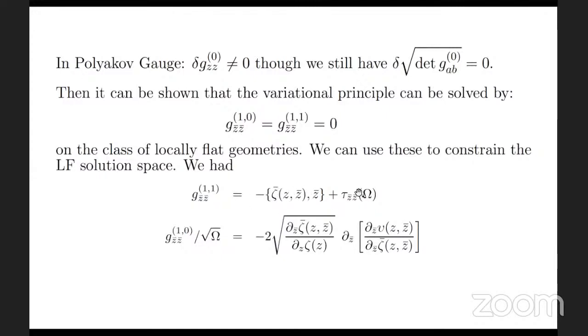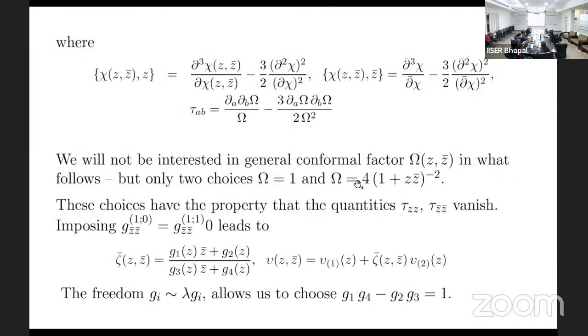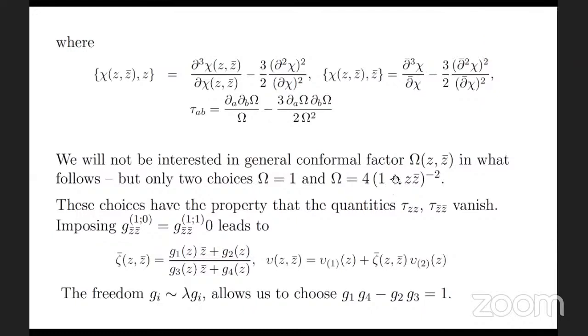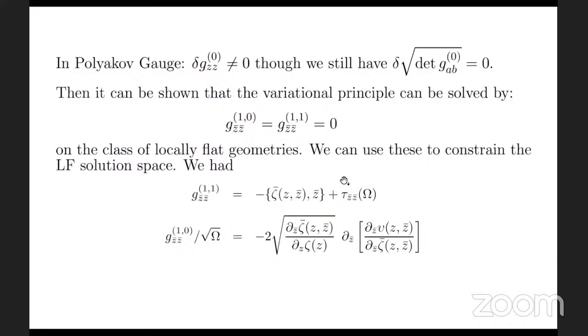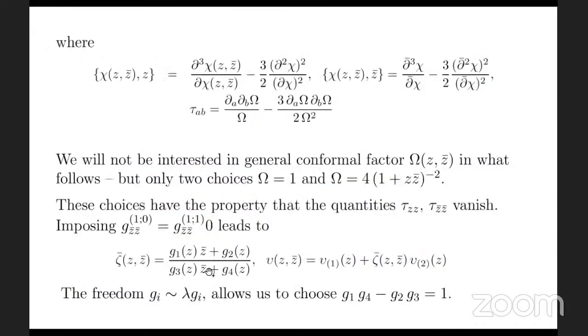Okay, so then for these two, yeah, thanks. For these two choices, it so happens that tau ZZ and tau Z bar are actually 0, in which case this part will drop out and this part has to be set to 0. That means zeta bar has to be a fractional linear transformation of z bar, like so. And the second condition leads to a determination of epsilon, which is of this form.